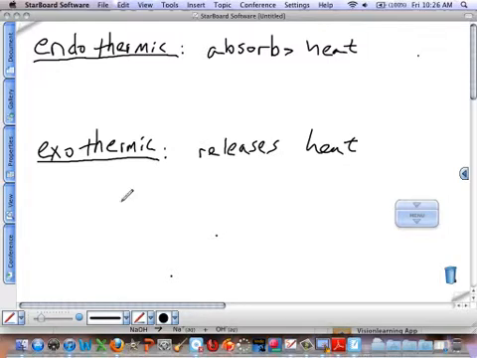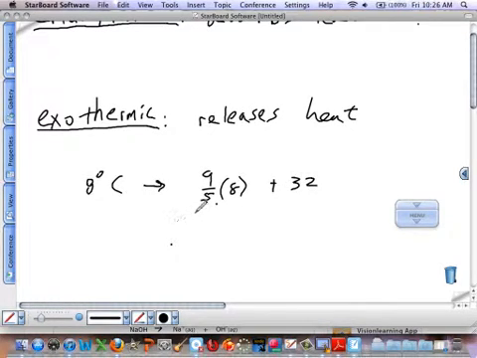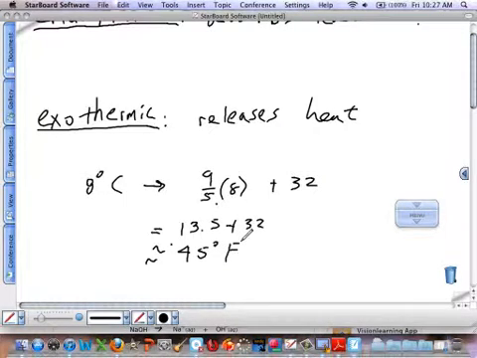On our endothermic reaction, 8 degrees Celsius, we do 9/5 of 8 plus 32. That would be 13.5 plus 32, so roughly 45 degrees Fahrenheit. That's pretty cold, and that's going from 70 degrees. Remember, guys, room temperature water is 70 degrees Fahrenheit, and it dropped down to 45 degrees Fahrenheit. That's a 35-degree drop. That's just something to keep in mind.